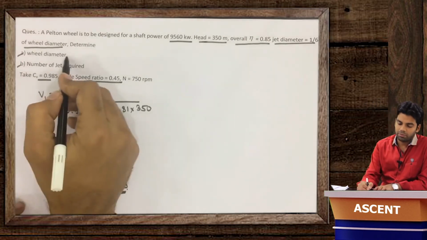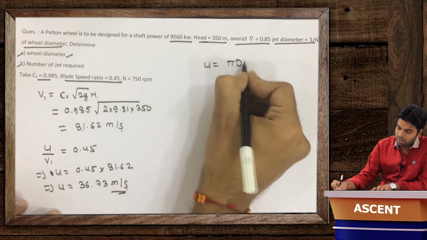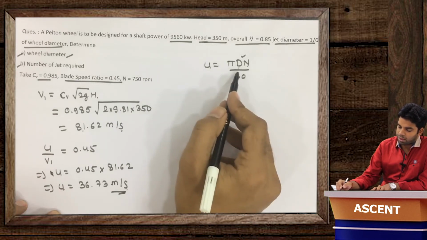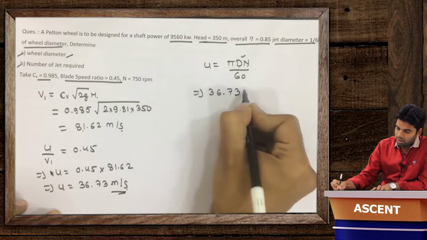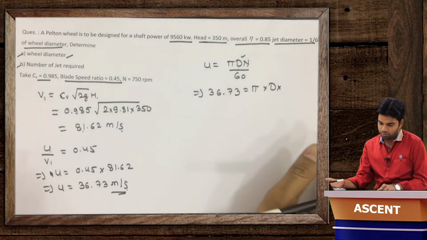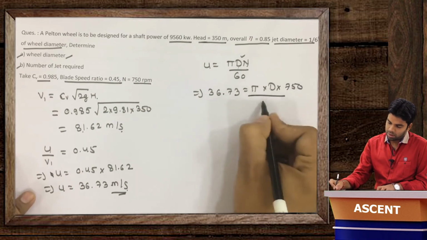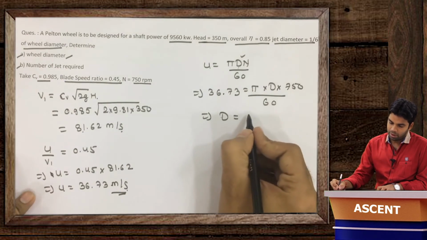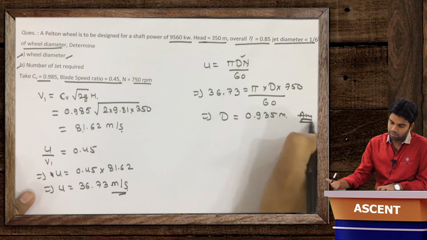Now in order to determine wheel diameter, we know U is equal to pi DN by 60. So wheel diameter can be determined from here. We have the value of this U, so 36.73 is equal to pi into D into N. What is the value of N given? 750 rpm divided by 60. So from here we can determine the wheel diameter, which was the first requirement, and this will be equal to 0.935 meter. This is the first answer.